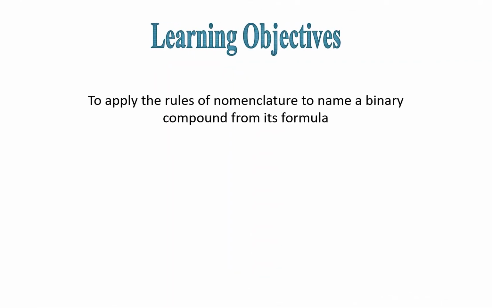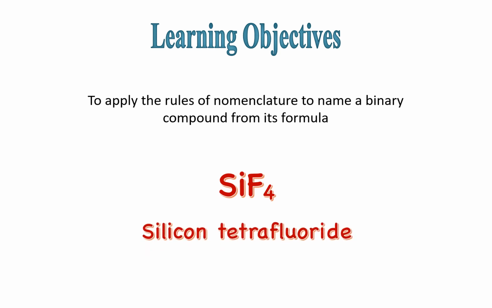By the end of this video, you will be able to apply these rules of nomenclature to a specific category of formulas. For example, you will be given a formula such as SiF4, and you will be able to identify it by its correct name, silicon tetrafluoride.